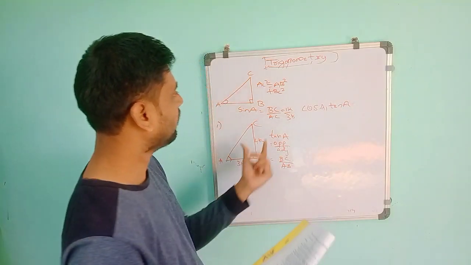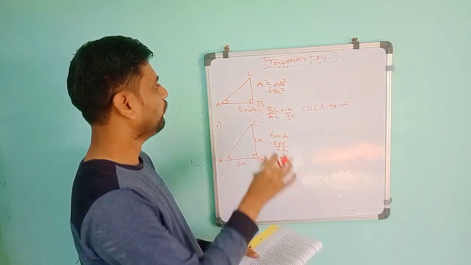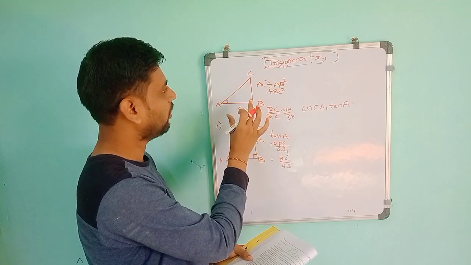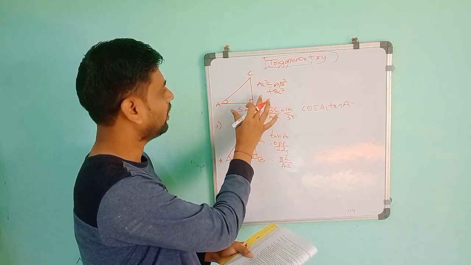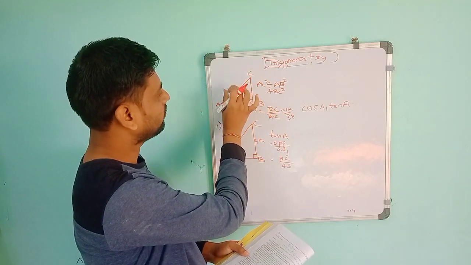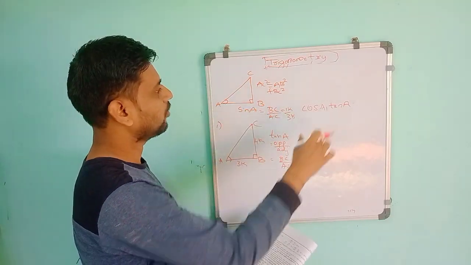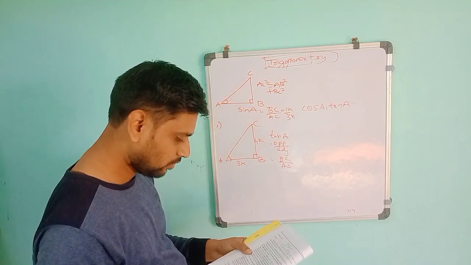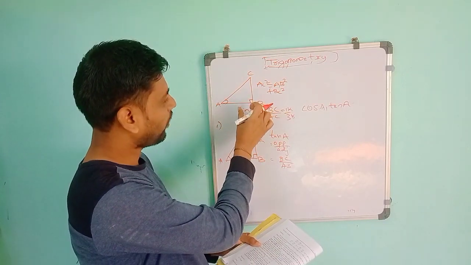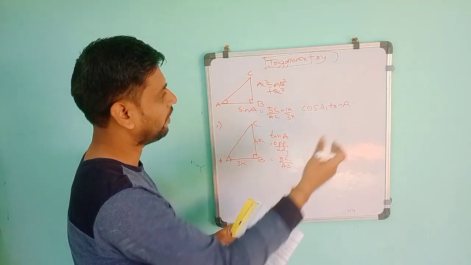We can find other trigonometric ratios by the help of this, because if we know the trigonometric ratio of one of the sides of the triangle, then another side can be found by the help of Pythagoras theorem. Then we can calculate the other trigonometric ratios. So in that, AB we will find out. After that we can put the cos A and tan A.